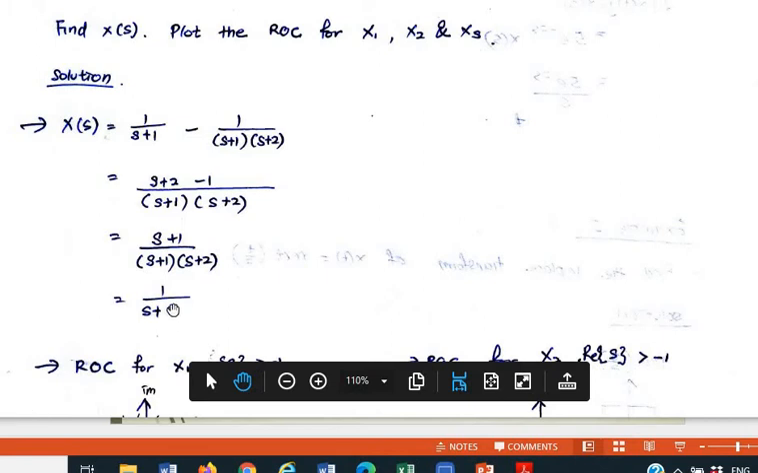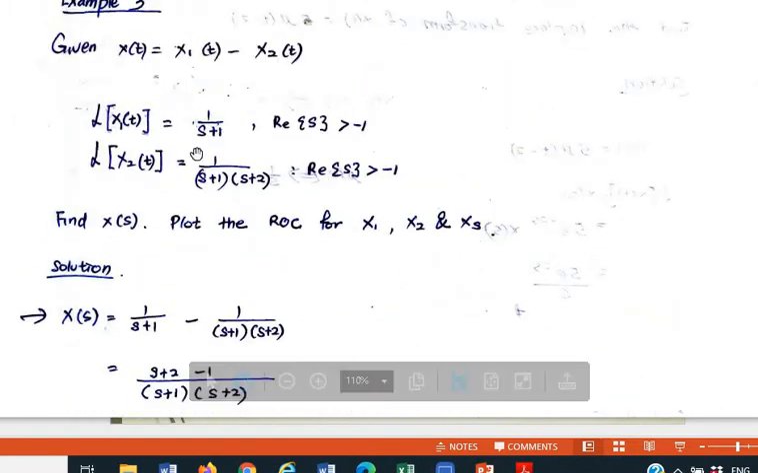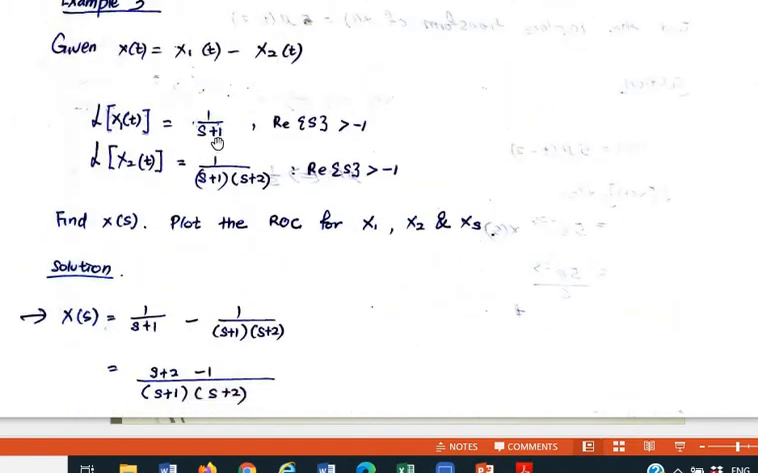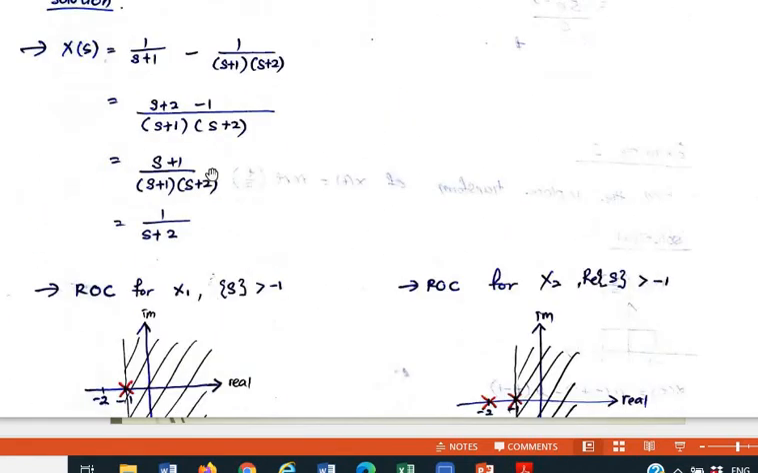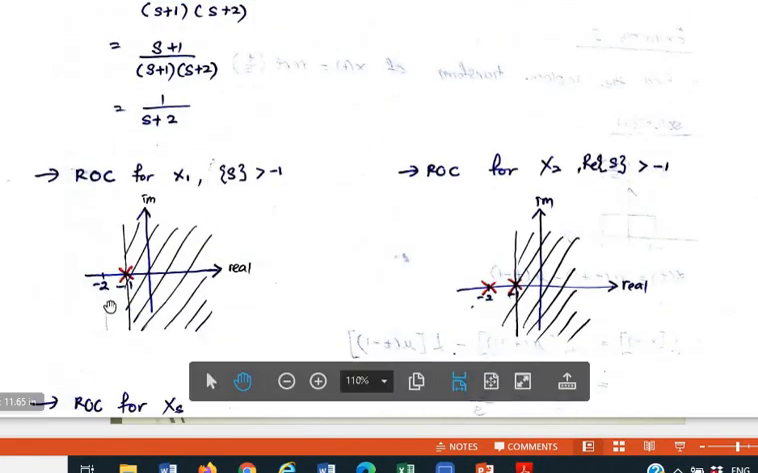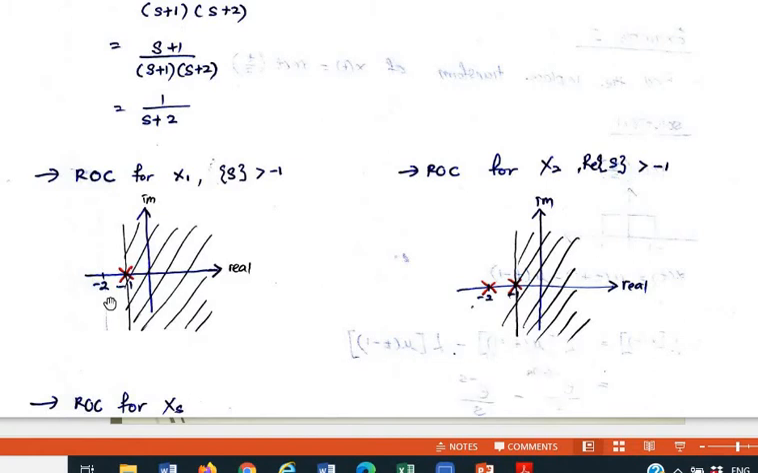And then what about the ROC? The question asks you to plot the ROC for x1, right? If you look at x1, it is 1 over s plus 1, so the pole is s equal to -1. The ROC should include, by ROC property 1, the j omega axis, and then the real part is more than -1. So you plot the pole of x1 at -1, right? So it is more than that, you sketch it.